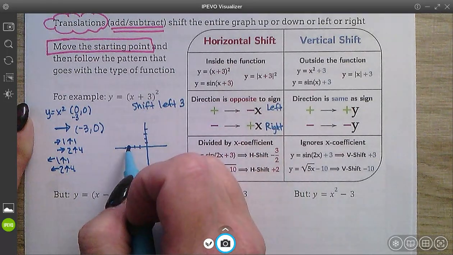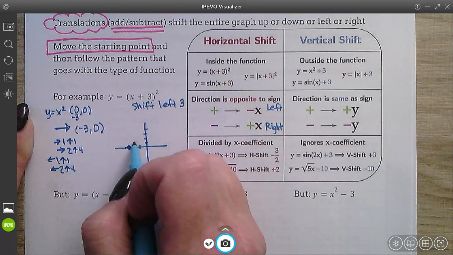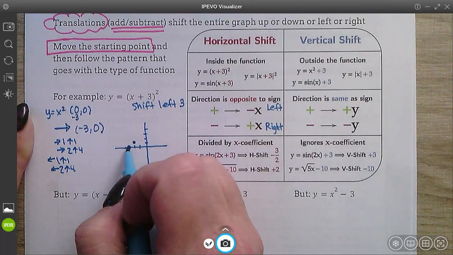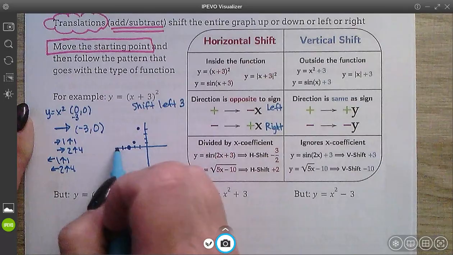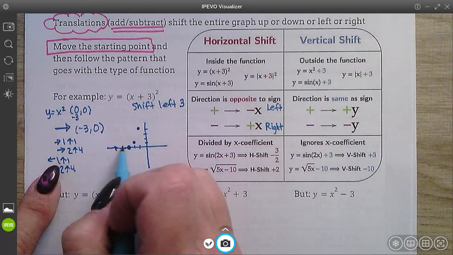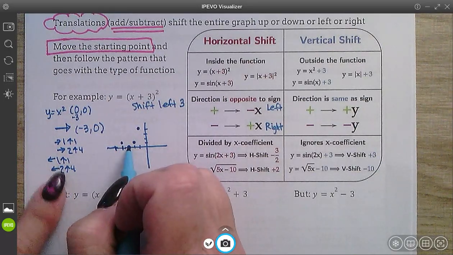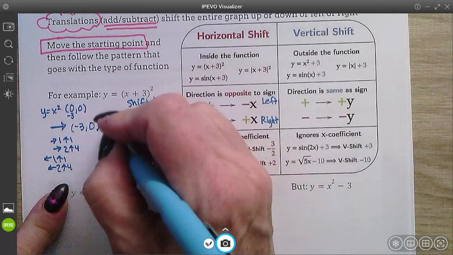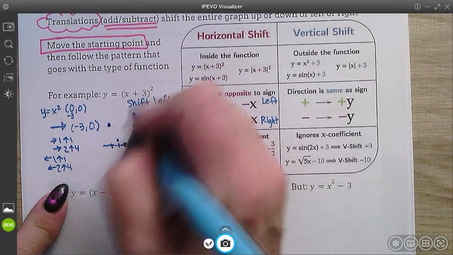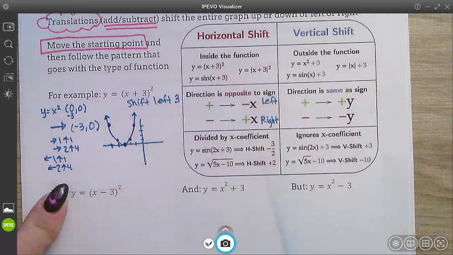So starting from my new start point, go over 1 and up 1, put a dot. Go back to the start point, over 2, up 4, put another dot. Then to the start point, left 1, up 1, back to the start point, left 2, up 4, and then, well, if I get that in the right spot, this will be what my new graph looks like.